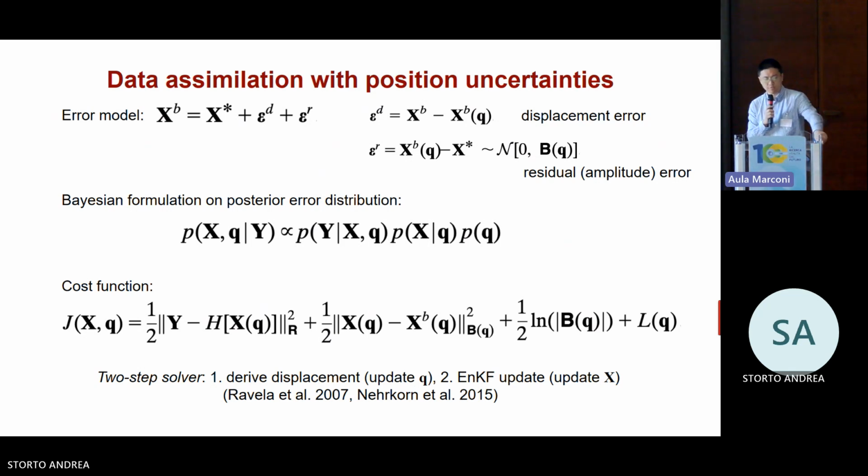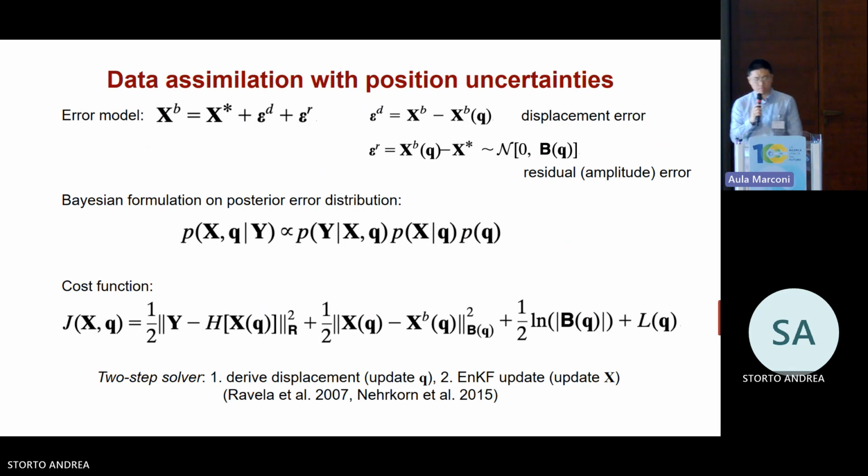The first two terms are very familiar to you. It's the observation mismatch and the state prior. And this state prior is just for the residual error, so ER here. And the third and the fourth terms are the further minimizing for the cost for the Q, so the displacement vector.